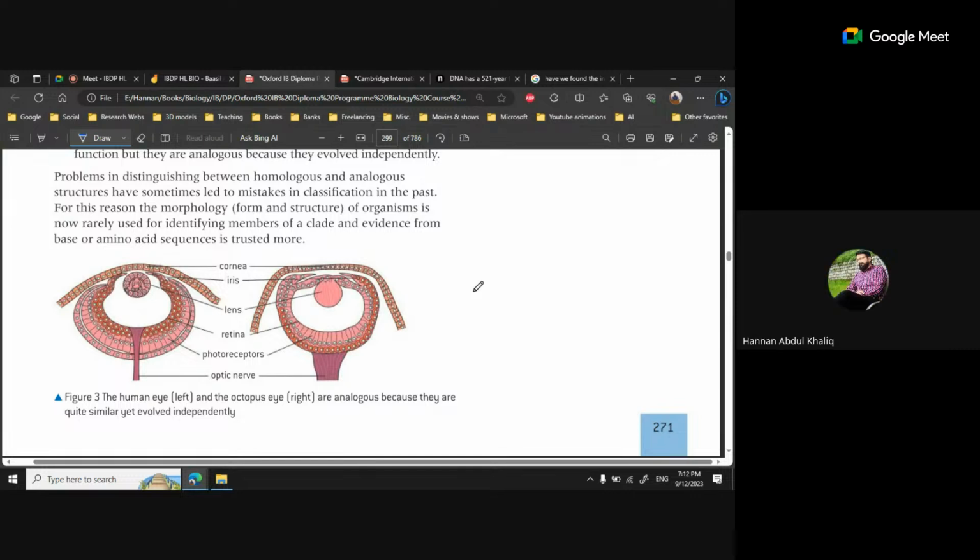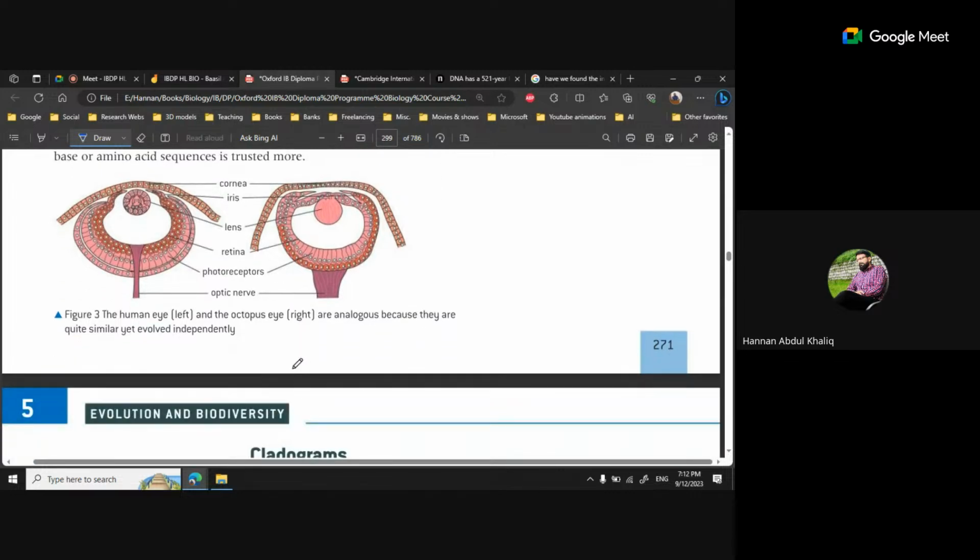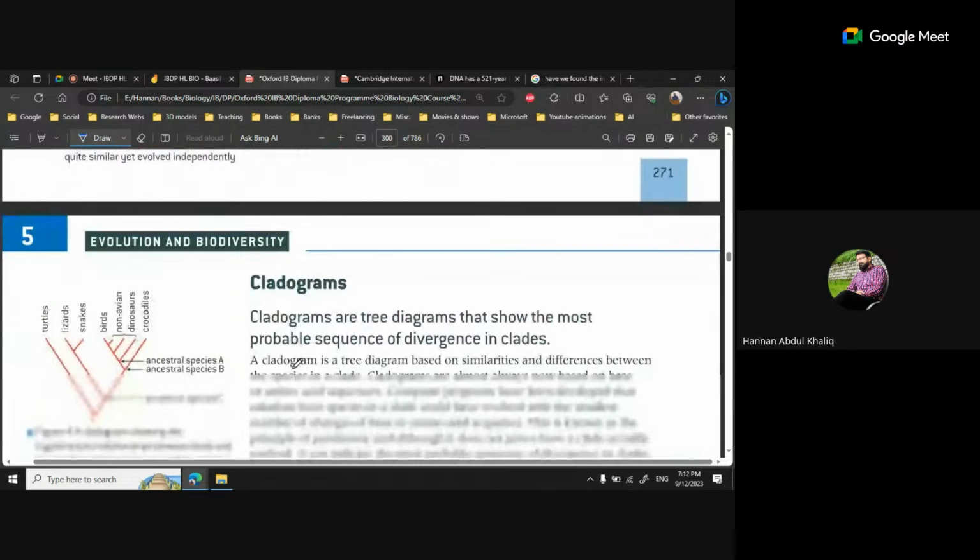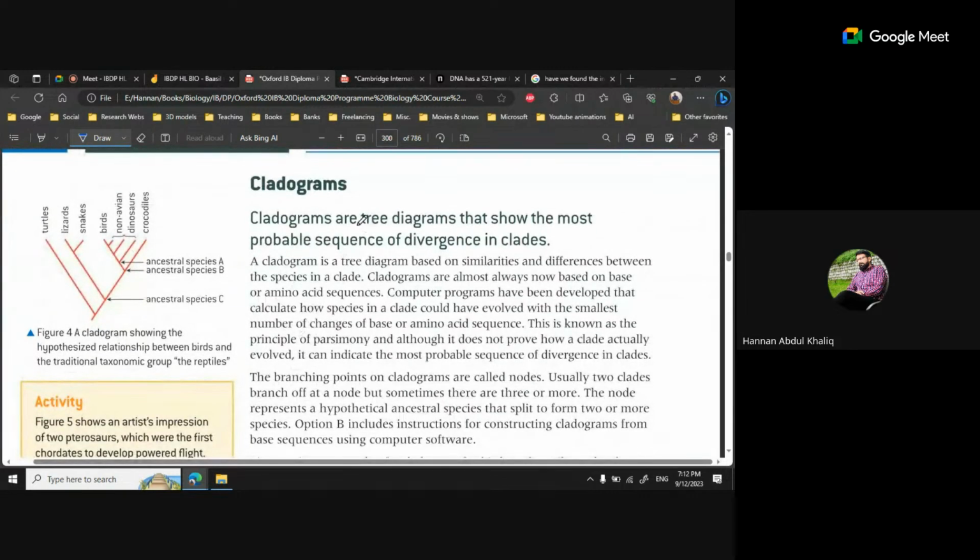Now, these are basically the eye structures of the octopus and the human. They are strikingly similar, and that is something very strange. Now, these are tree diagrams that show the most probable sequence of divergence in clades. What is divergence? Divergence means how much they got separated.